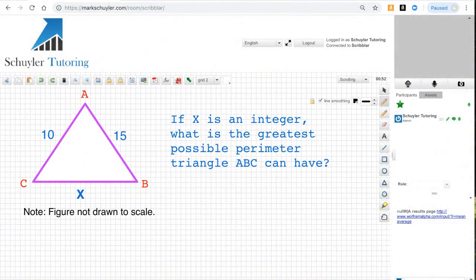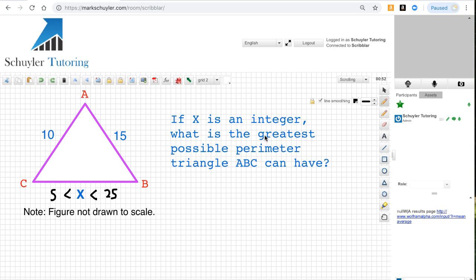Here is our third and final slide. So here's also where I promised they might say that X is an integer, a whole number, right? So if X is a whole number, what is the greatest possible perimeter triangle ABC can have? Well, I'll give you a second to think about that. What numbers go to the right and left of X? Pretty sure you got 25 and 5.